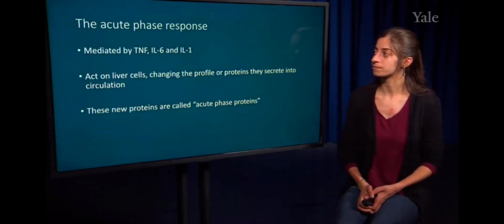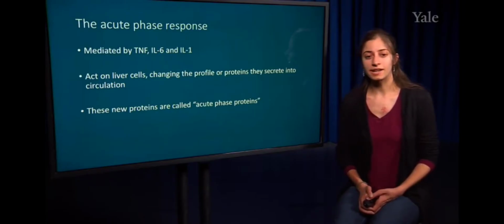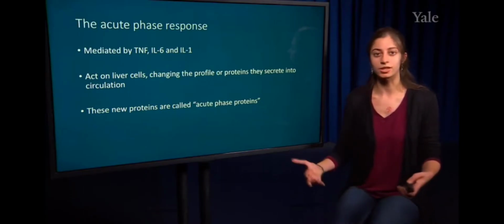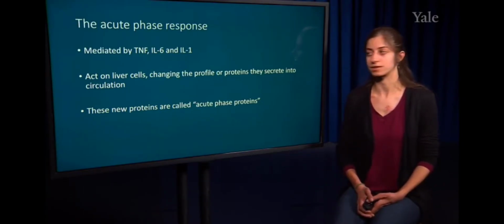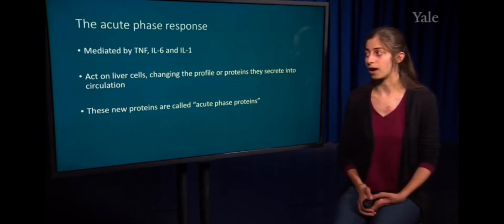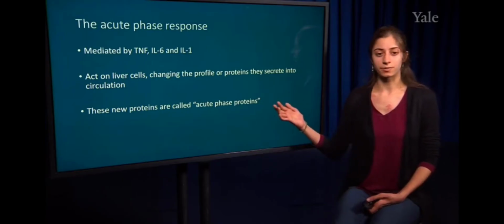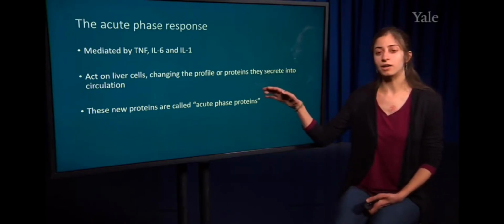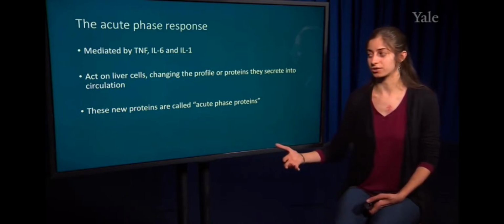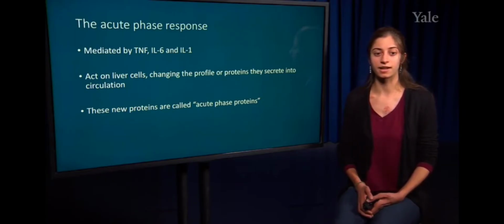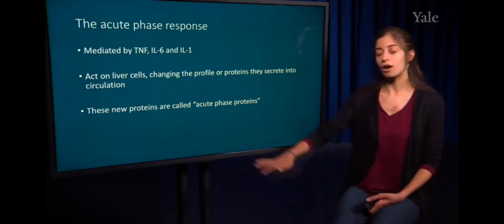So what do TNF, IL-6, and IL-1 actually do to benefit the host, in addition to increasing the permeability of blood vessels once they're induced? Well, they also participate in this thing called the acute phase response. In the acute phase response, TNF, IL-6, and IL-1 act on liver cells or hepatocytes, changing the profile of the proteins that they're secreting into circulation. These new proteins that are produced by the liver in response to IL-6, IL-1, and TNF are called acute phase proteins, and they have many functions.